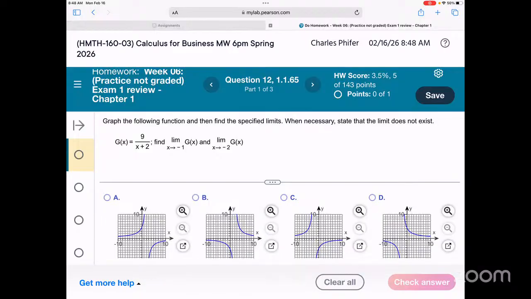I think it's D. So for instance, if we let x be -3, we should get a negative result. And we do. If we let x be -1, we should get a positive result. And we do. So I chose a few test points. Should be D.